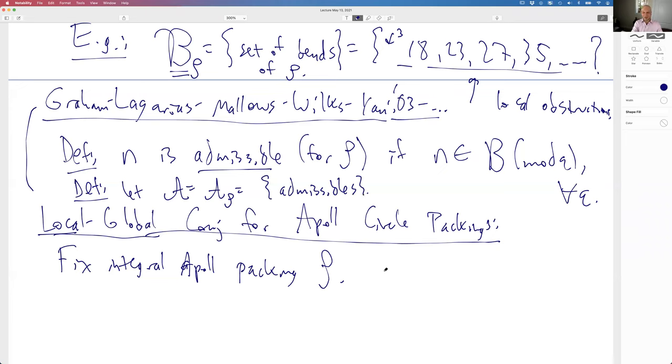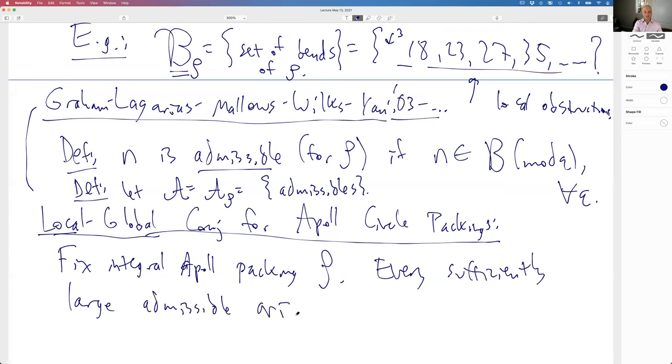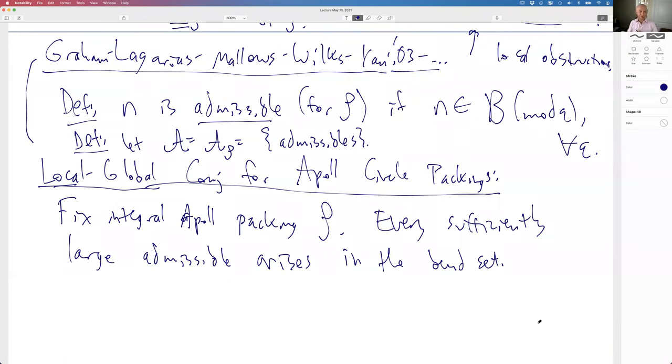Then every sufficiently large admissible number arises in the bend set. Okay, so these should be the only obstructions. You have the local obstructions, mod Q for some Q, and then you have the admissibles.